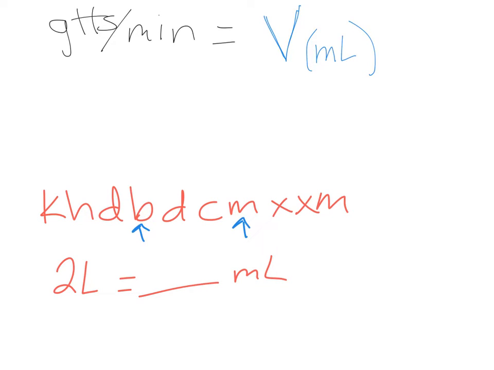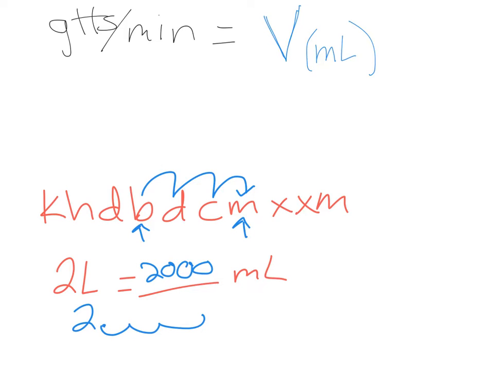So if we're moving on our chart, that's 1, 2, 3 movements to the right. So with the whole number 2, taking that decimal and moving it 3 places to the right would convert it to 2,000. So that's just an example of converting liters to milliliters if we needed to.